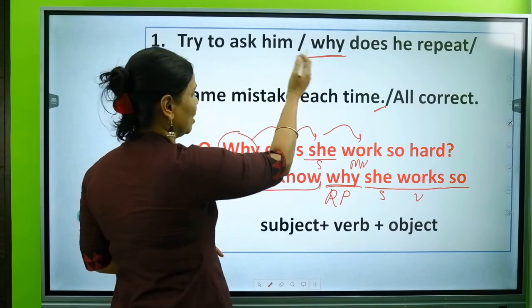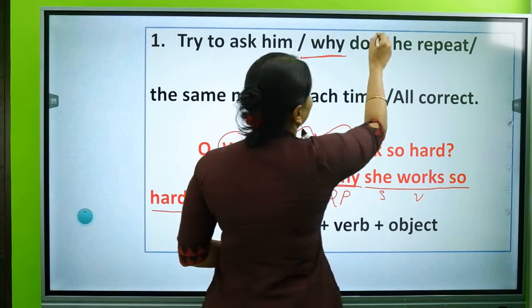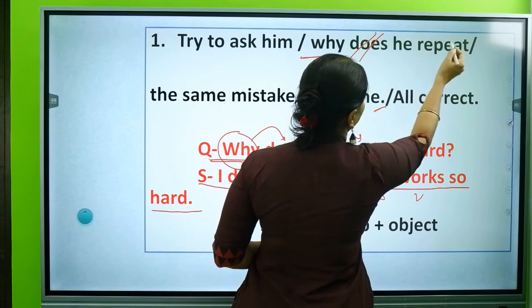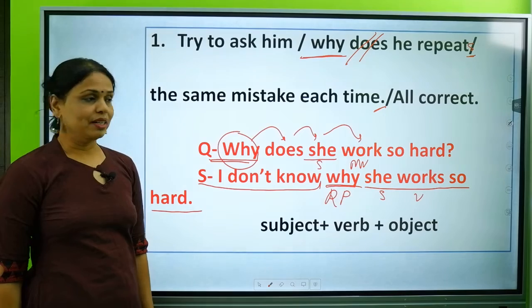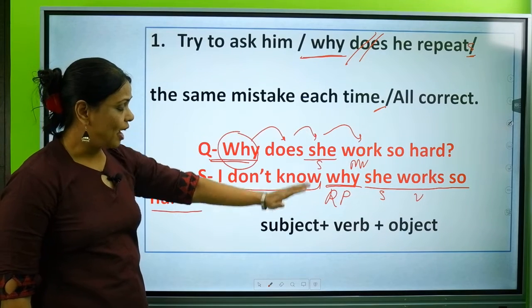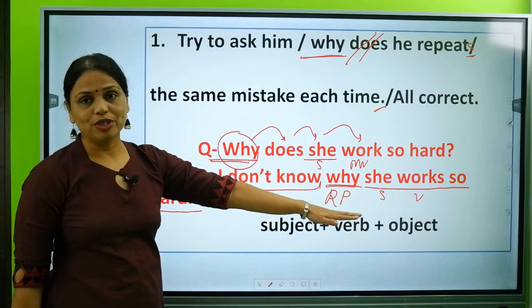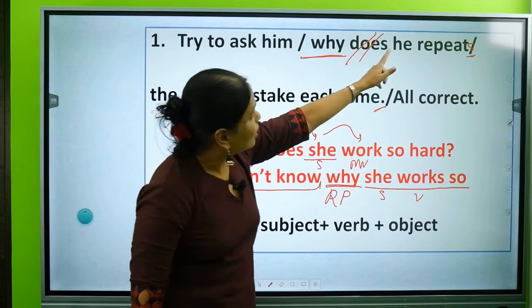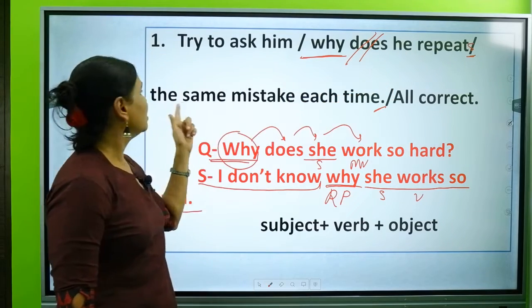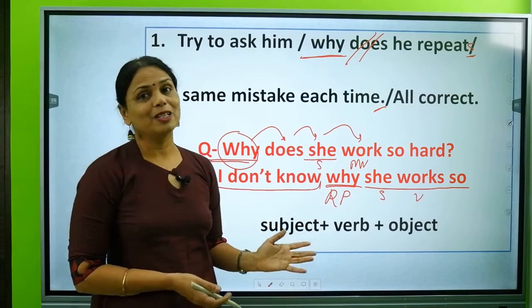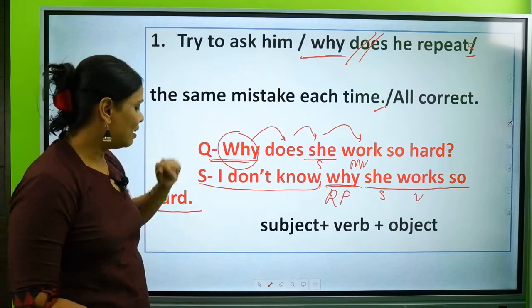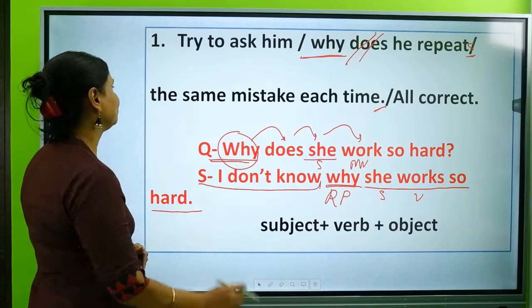It's a relative pronoun. So here, does is not required. Why he repeats, that is the mistake here, because it is a statement and statement has subject, verb, object combination. So he repeats the same mistake. That is what the structure should be. It is not there. That's why the error lies in section B.